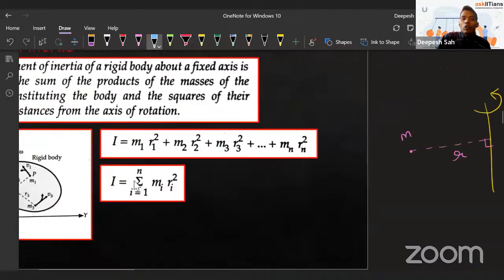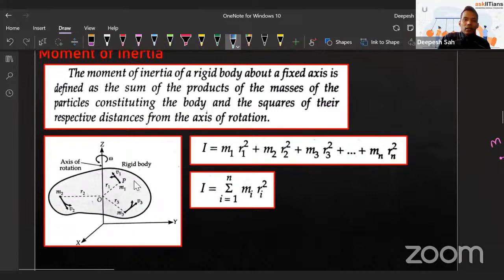If you have a lot of them, imagine like this. This is the axis of rotation, mass 1, mass 2, mass 3, and all of them. If you want to calculate the overall moment of inertia, it will be M1R1 square, M2R2 square, M3R3 square, and so on. And that's it.